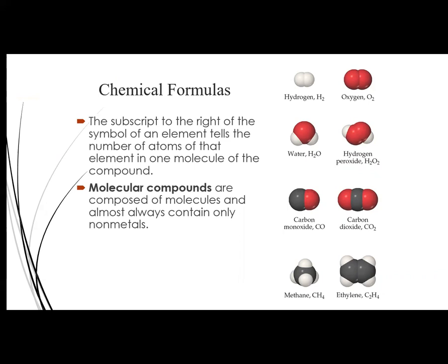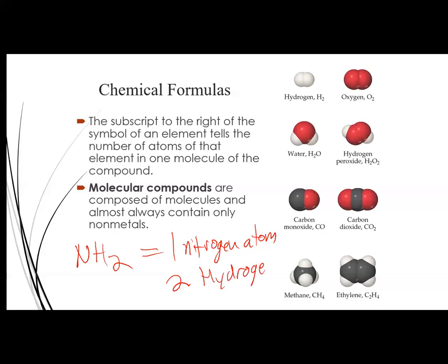Now, our formulas, we're going to start by introducing what a chemical formula is. The chemical formula is made up of these different subscripts and our elements to tell us how many atoms of each element are present inside of that compound. So these little numbers that come to the side, those subscripts, are telling us the number of atoms present. So when we have NH2, this is 1 nitrogen atom and 2 hydrogen atoms coming together.